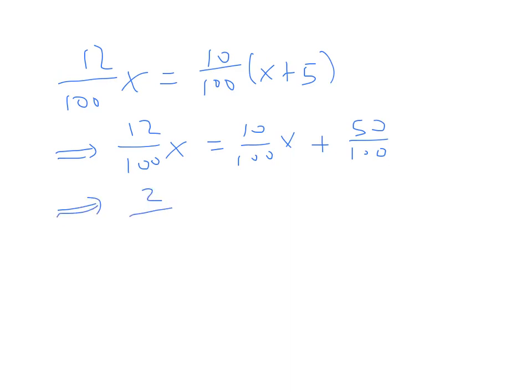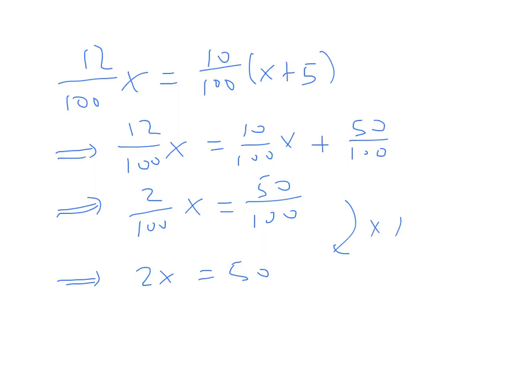So if I subtract the 10 100ths X from both sides, I'll have 2 100ths X equals 50 over 100. Now it would make sense to multiply both sides by 100. That'll leave me with 2X equals 50. So times 100. Probably not the best symbol for times. And so X is 25.